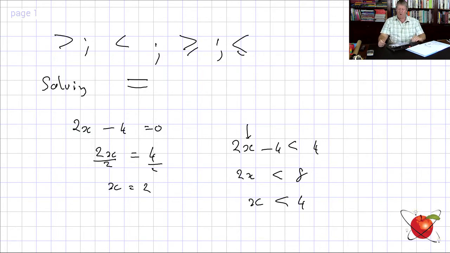Can x be 4? No. Anything less than 4, right? It won't work. If I put 4 in there, I get 8 minus 4. I can't have that, because I must have something less than 4. Okay? Well, let's have a look at this then.